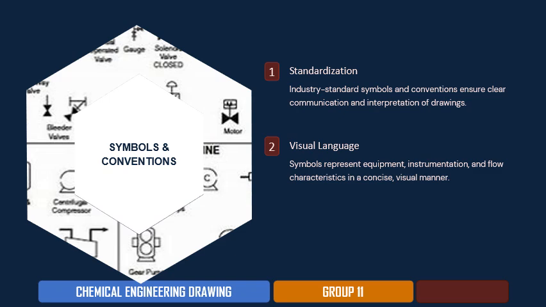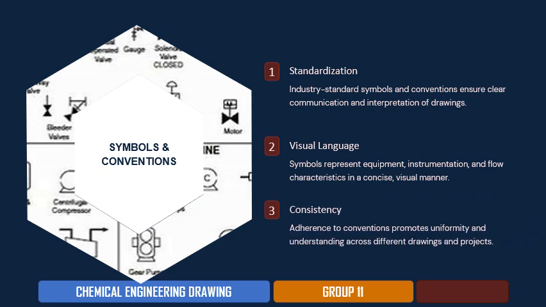Visual language. These symbols also provide a clear and concise representation of equipment in a visual manner. So immediately you see this symbol, you know, oh, this symbol represents a pump, this symbol represents a compressor, this symbol represents a heat exchanger.